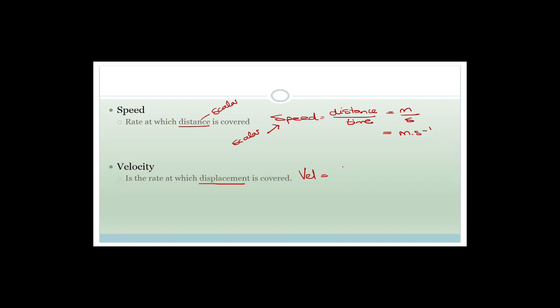So velocity equals displacement over time, which is also meters over seconds, which is meters per second, or m·s⁻¹. But displacement is a vector, and a vector divided by a scalar gives us a vector. Just for interest's sake, a vector multiplied, oopsie, sorry, let's try again. I was still busy writing vector, that's why.